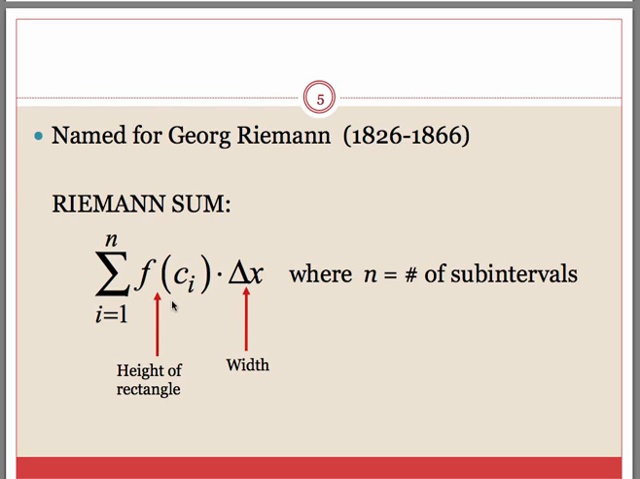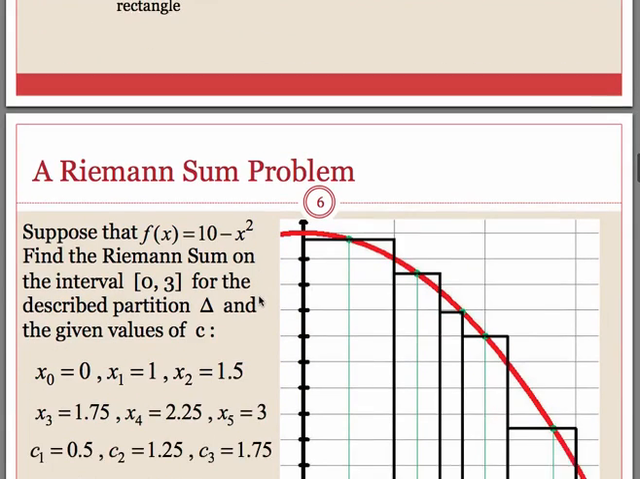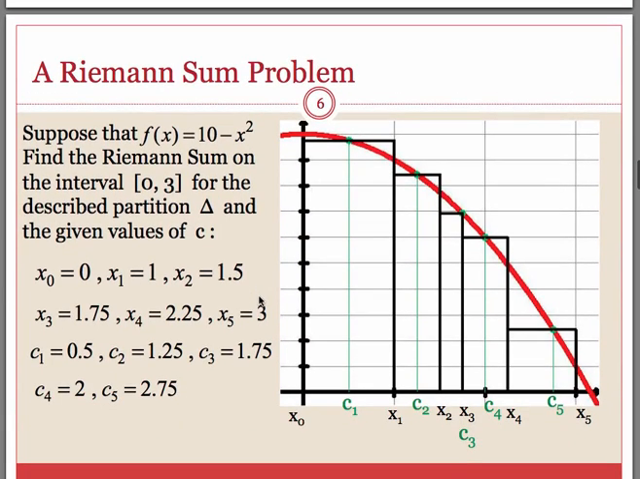Of course, to get the area of a rectangle, we need height times width. Delta x is going to account for the width of all of those. Let's take a look at an example problem. So here we have the curve 10 minus x squared, and we are asked to find a Riemann sum on the interval from 0 to 3 for the described partition delta and the given values of c. So take a look at what you're given.